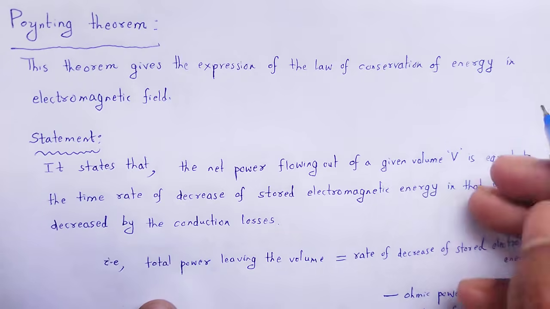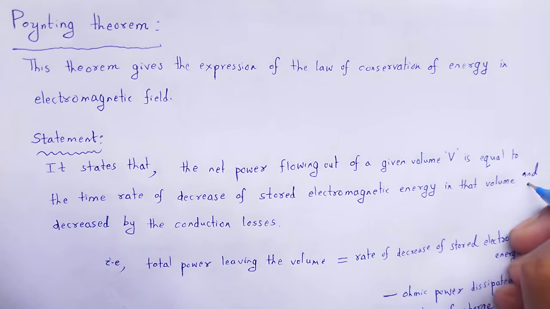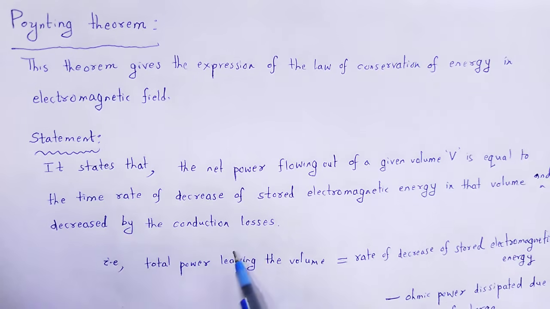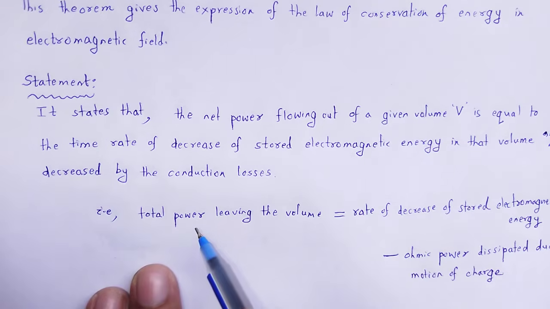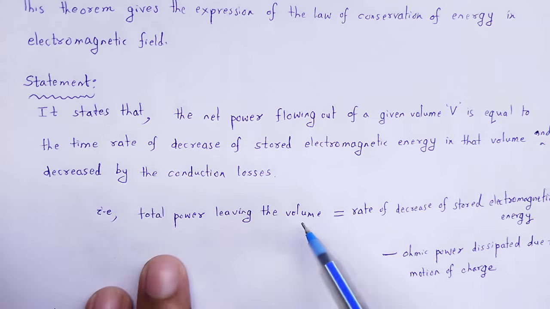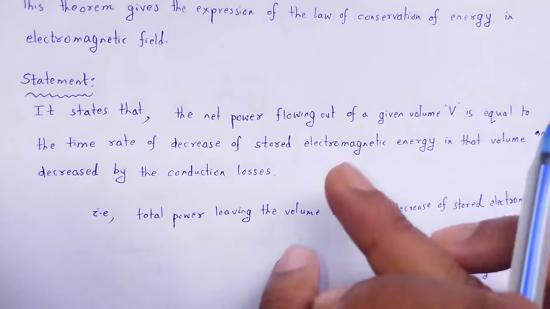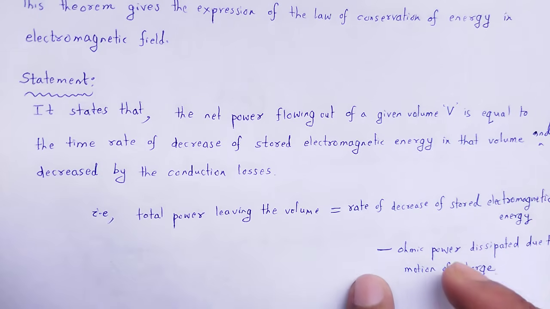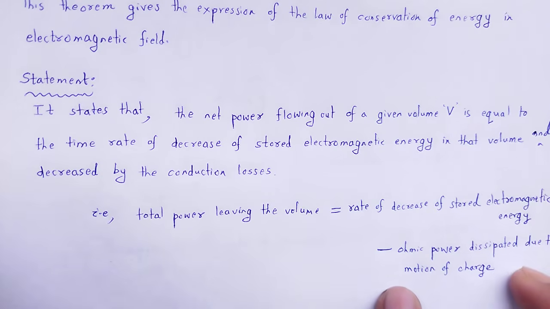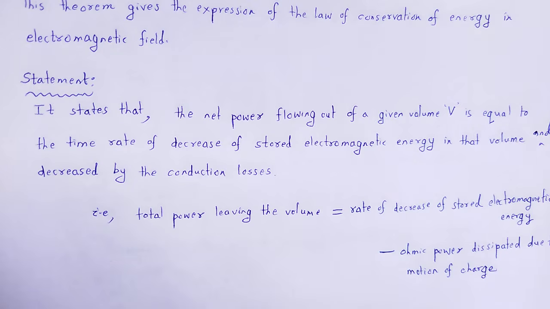Energy in that volume, decreased by the conduction losses, means the total power leaving that volume is equal to the rate of decrease of stored energy minus the ohmic power dissipated due to the motion of charge. We can prove it by using Maxwell's equations.